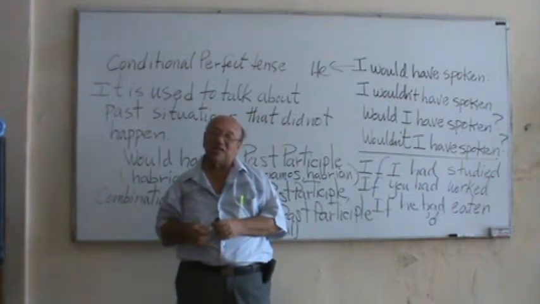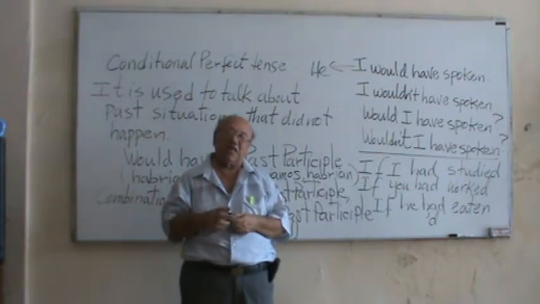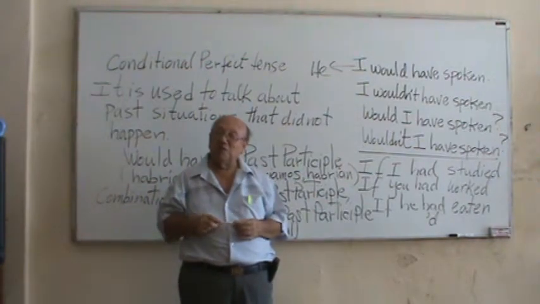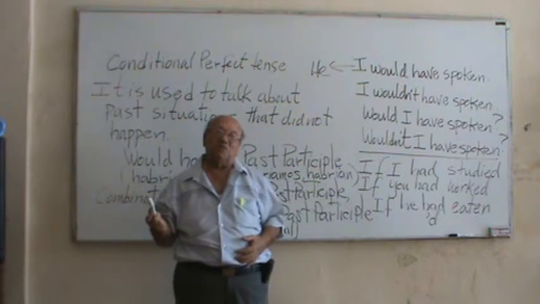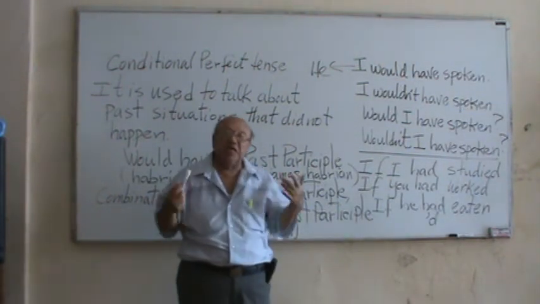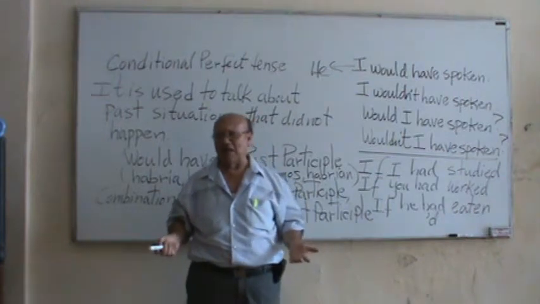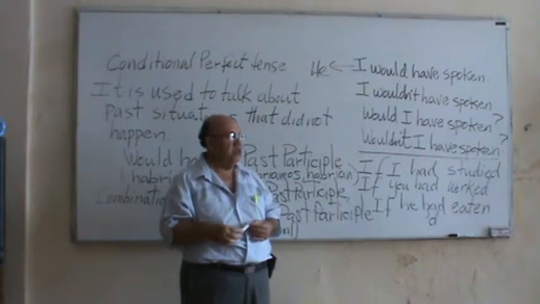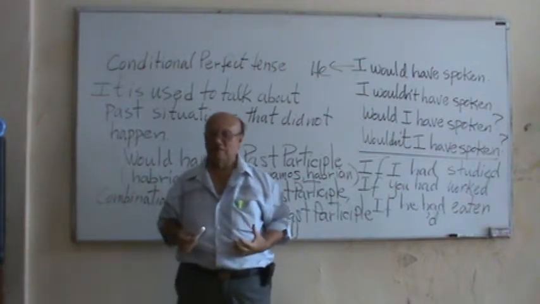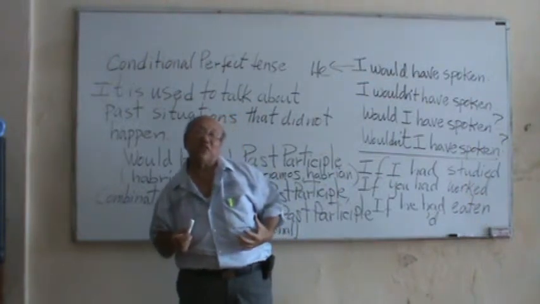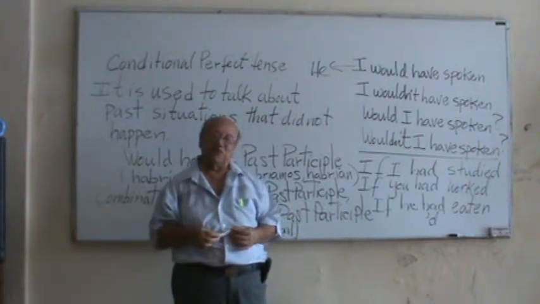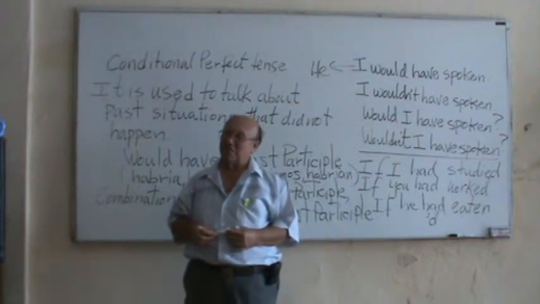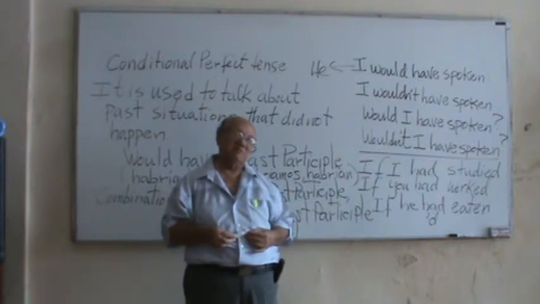If you had watched television, CNN in English every day, you would have learned more English. Si hubieras visto la televisión, CNN en inglés, habrías aprendido inglés. Another example. If you had helped me, I would have given you 100 pesos. Si me hubieras ayudado, te habría dado 100 pesos.